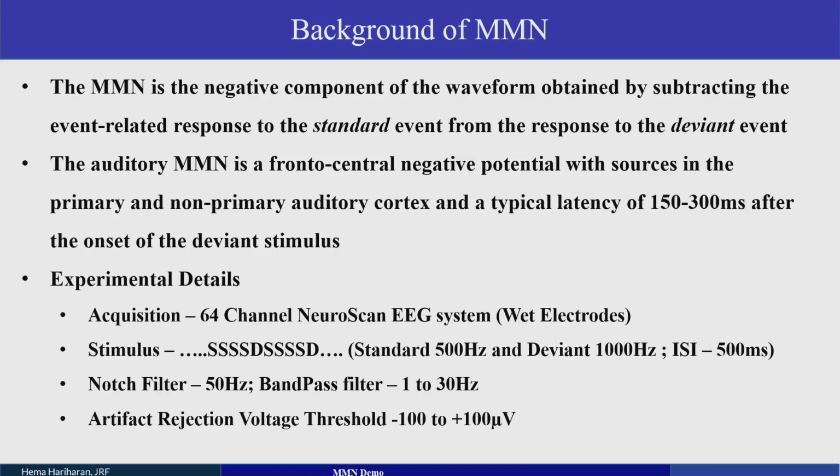MMN is called the mismatch negativity. It's a negative component that is obtained during the ERP and EEG analysis. We give two types of stimulus at a stretch, a standard of 500 hertz and a deviant of 1000 hertz, repeated in a particular fashion. For example, it will be always in this fashion: beep beep beep boop. Almost every time it will be in this fashion only, because it should be in a repetitive form.